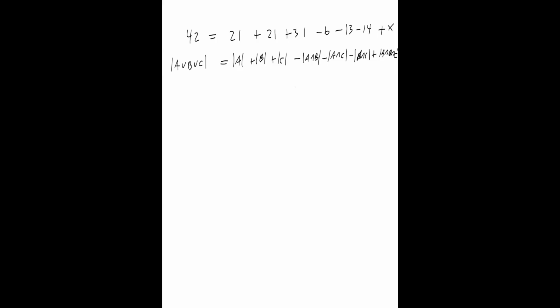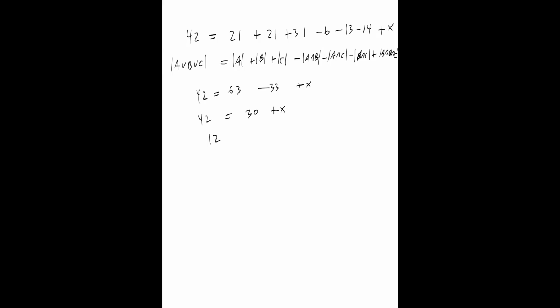So 21 plus 21 is 42, plus 31 is 63. So 42 equals 63 minus, let's think, 6 and 14 is 20, and then 30 and then 33, so minus 33 plus X. 63 minus 33 is 30. So 42 equals 30 plus X. So in this question, it looks like X is 12. Unless I did something wrong. Well, I don't think that's possible. Hold on. Did I do the arithmetic right?